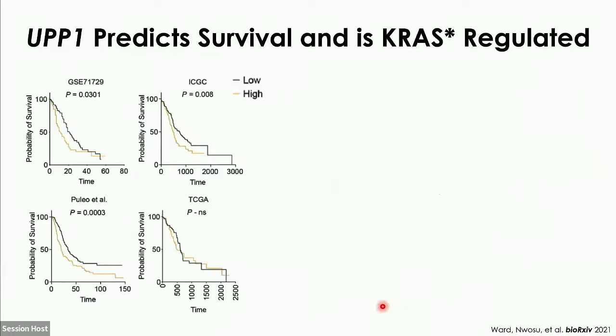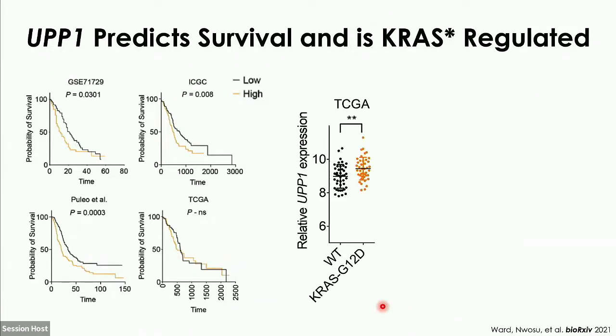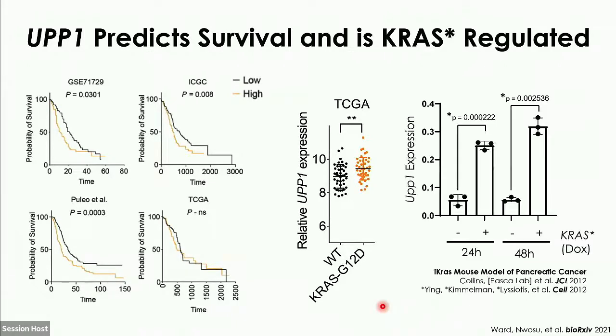Interrogation of publicly available datasets revealed that UPP1 expression predicted worse outcomes in pancreatic cancer cohorts. UPP1 expression was also correlated with mutant KRAS expression in the TCGA. And mining of a data set that we previously deposited using the iKRAS mouse illustrated that activation of mutant KRAS in murine tumors led to enhanced UPP1 expression. Collectively, these data encouraged us to take a deeper look at uridine and UPP1.